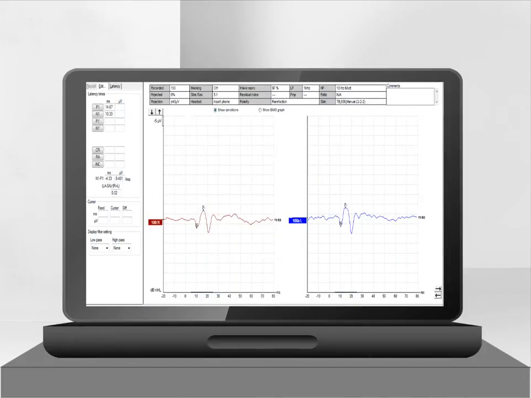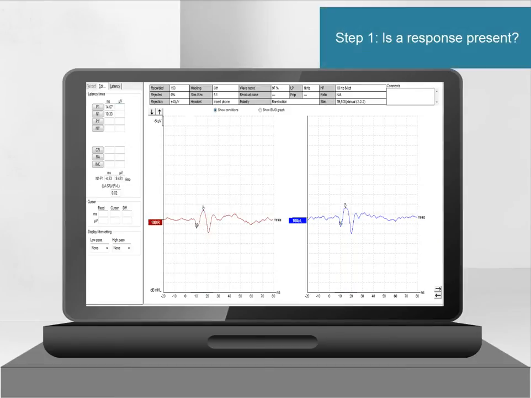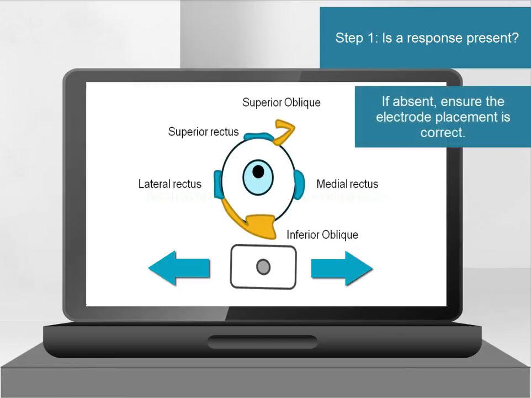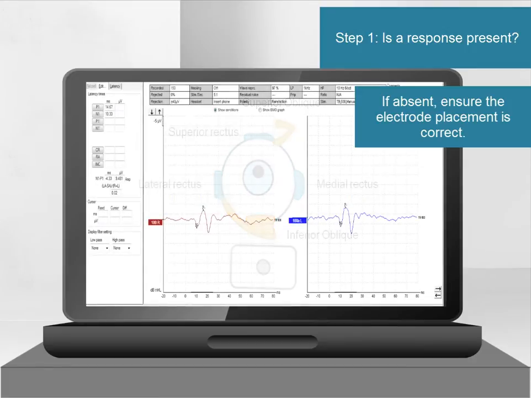There are several components of the oVEMP response which can be interpreted by evaluating the amplitude and the latency. Firstly, it is important to determine whether a response has been recorded or not. Please note, an incorrect electrode placement can result in the response being recorded from a null point, and an absent response may be displayed when normal vestibular function may exist.